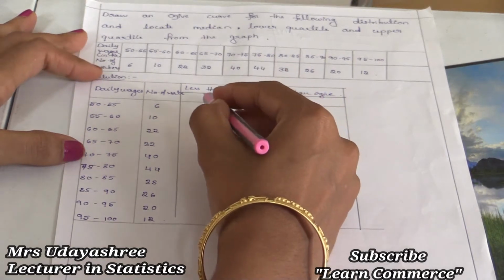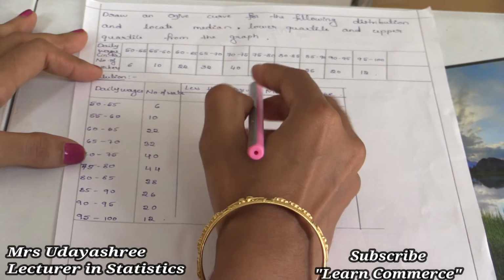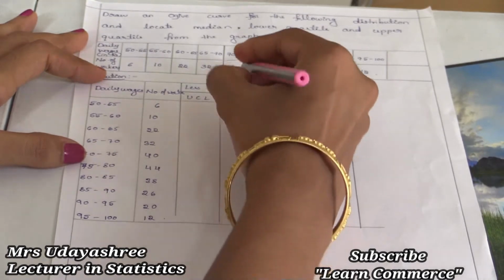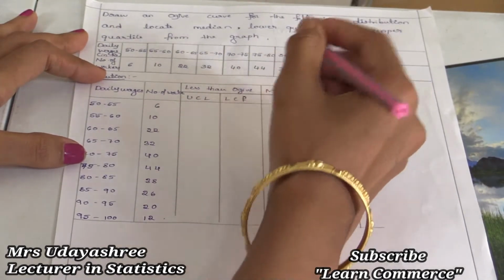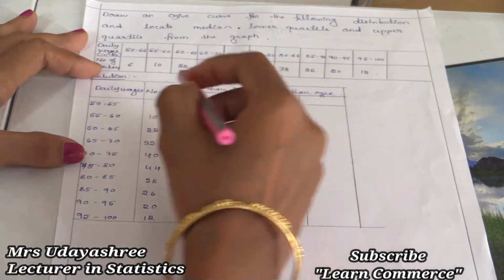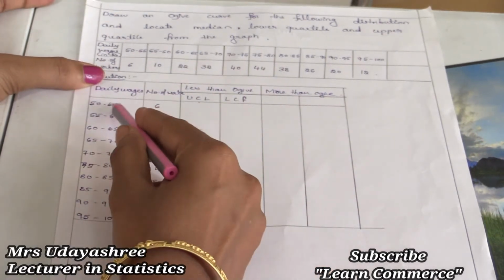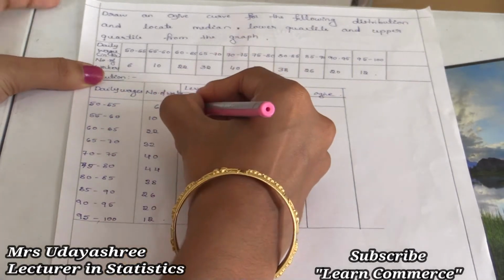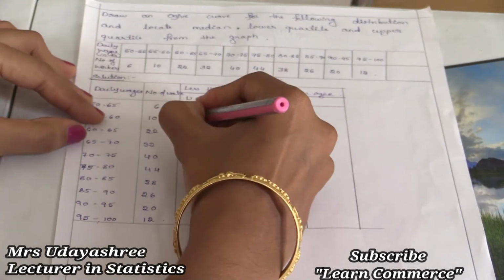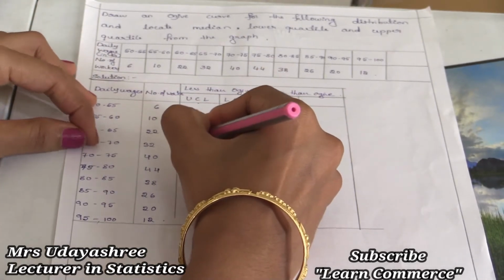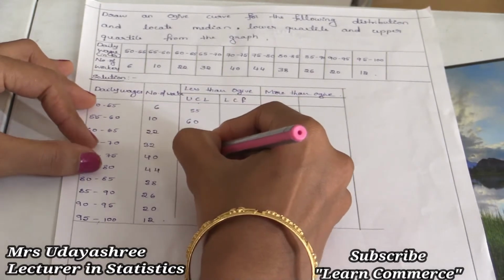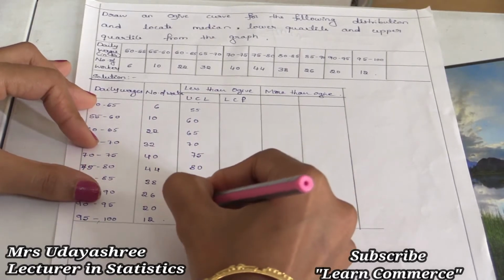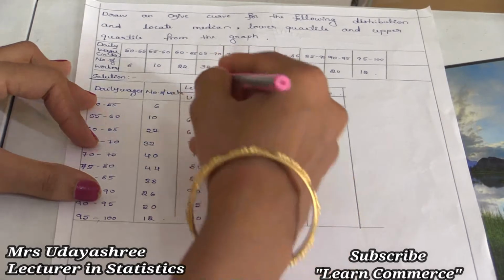To construct the less than ogive, the upper class limit is taken along the x axis and the less than cumulative frequency is taken along the y axis. Here the class limits are given, and these are the upper class limits, so I will write these observations in the column of upper class limits. The first one is 55, second is 60, next 65, 70, 75, 80, 85, 90, 95 and 100. Okay, these are upper class limits.